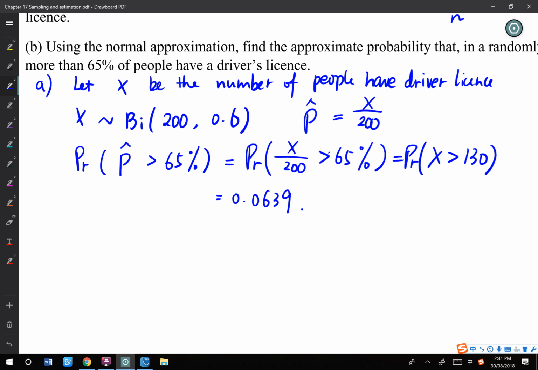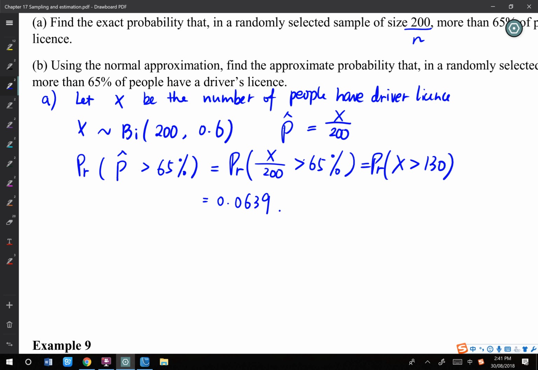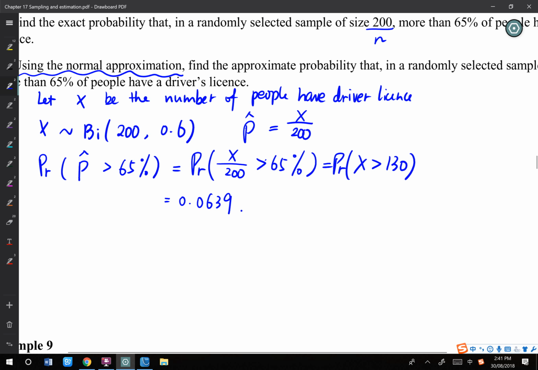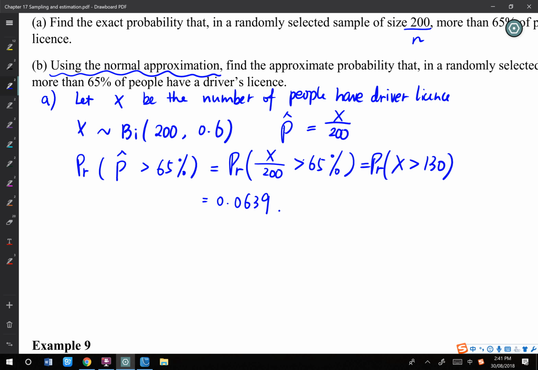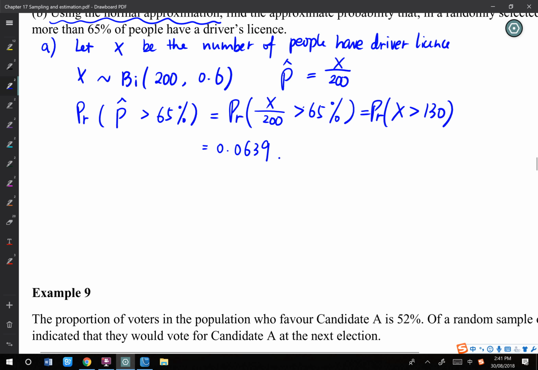We use the binomial to do that, not rounding. And if you look at the next one, using the normal approximation, okay, it will clearly state that, then you use that. Find the approximate probability that in a random sample of size 200, more than 65 people will have a driver license. Well, it will be exactly the same question, but use another way to calculate. So what we should do is we change distribution. Before we used X as an exact probability, but now we want to approximate. We directly use p-hat to do the calculation.